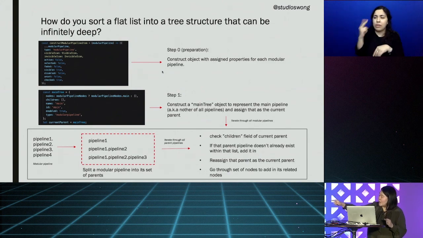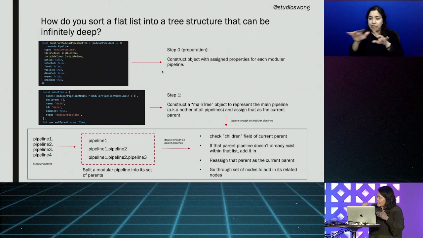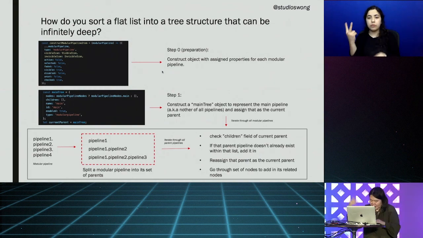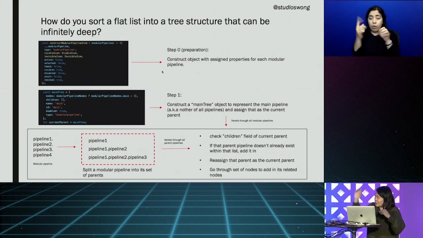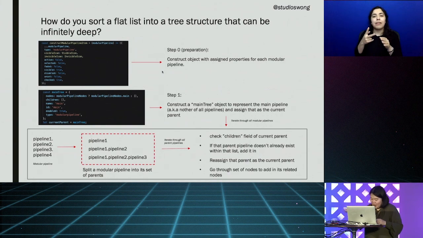And then we go into a deeper level and start to look into the children of pipeline 1 to see if it contains pipeline 1.pipeline 2. If it doesn't, we will slot that into the children field of the pipeline 1 object, and then assign the new parent pipeline 1.pipeline 2, and so on. So we will repeat this process with all the parents of this modular pipeline until we have finished populating all the parents of this modular pipeline into its subsequent level in the main tree children field. And this will continue on for all the modular pipelines in that list until we have constructed the whole tree of modular pipelines on that main tree object.